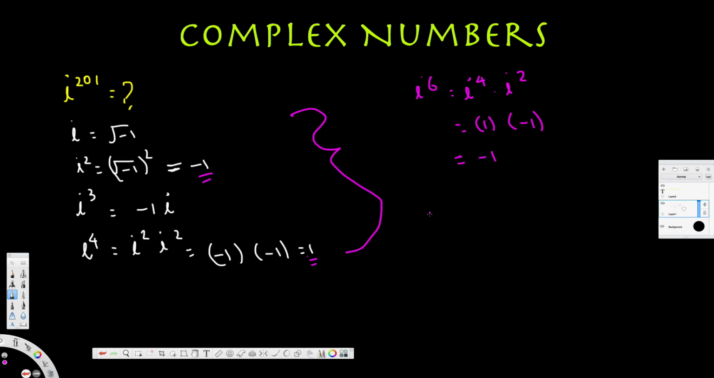Now let's look at another one, i power 8. i power 8 is basically i power 4 times i power 4. i power 4 is 1, 1 times 1, that's simply 1.